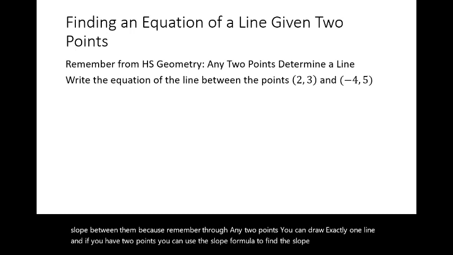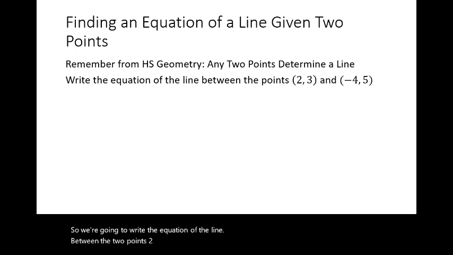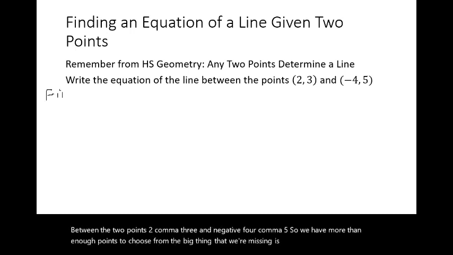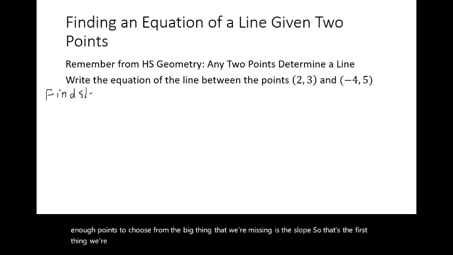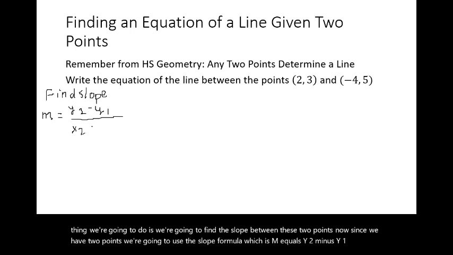So we're going to write the equation of the line between the 2 points (2, 3) and (-4, 5). So we have more than enough points to choose from. The big thing that we are missing is the slope. So that's the first thing we're going to do, is we are going to find the slope between these 2 points. Now since we have 2 points, we're going to use the slope formula, which is m equals y2 minus y1 over x2 minus x1.